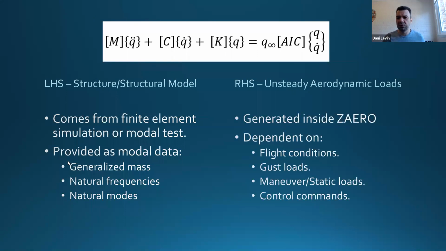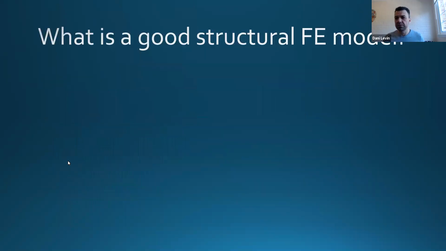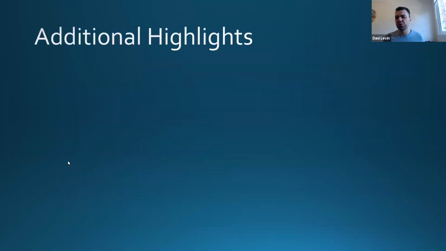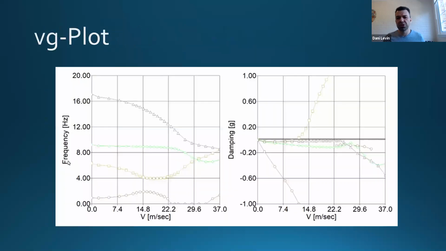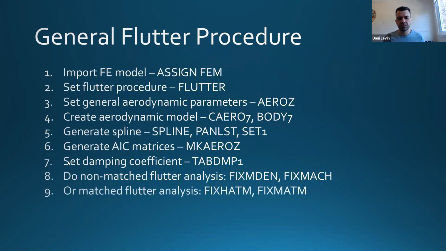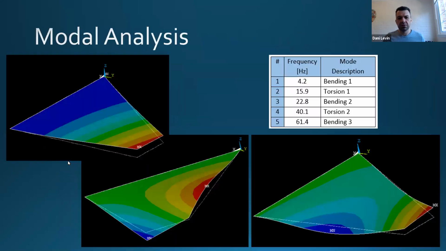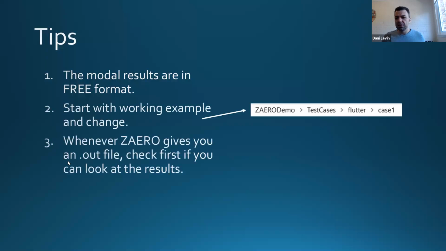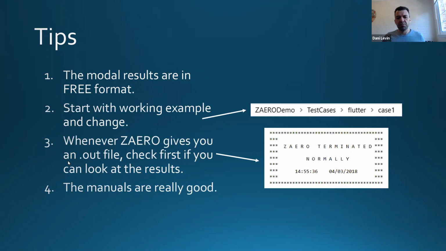So was this clear? Yeah, I got it. Thanks. We usually start with non-matched because we see the ballpark of our analysis. Okay, so this is your wing. So guys, additional tips. This is what you have. The model results are in free format and they're metric. You can start with working examples.